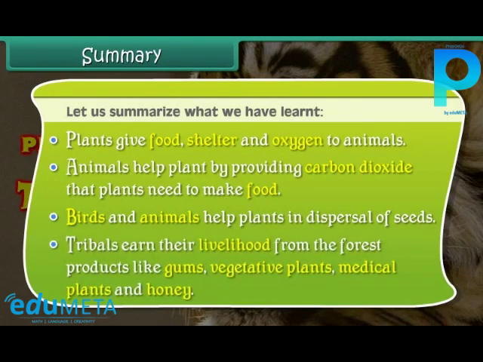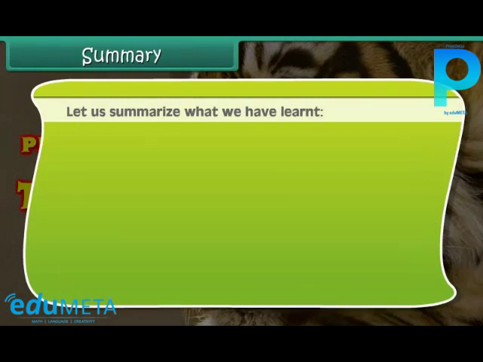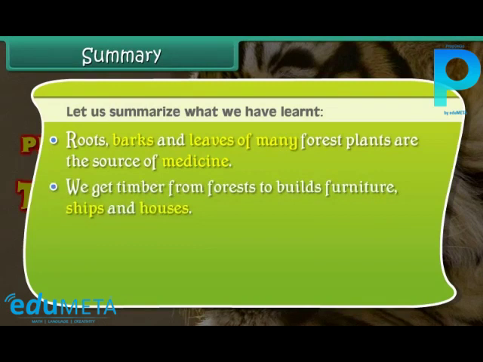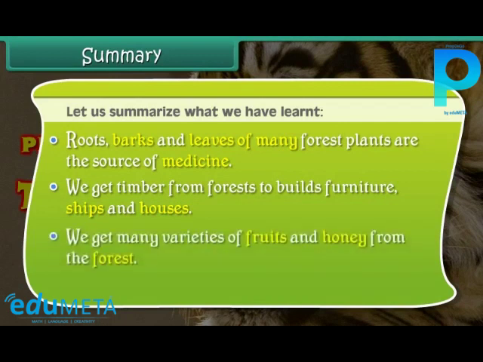Tribals earn their livelihood from the forest products like gums, vegetable plants, medicinal plants, and honey. Roots, barks, and leaves of many forest plants are the source of medicine. We get timber from forests to build furniture, ships, and houses. We get many varieties of fruits and honey from the forest.